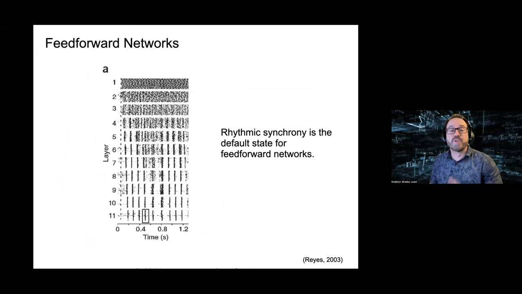I think rhythmic synchrony is the default state for feedforward networks. Again, you can think about any model you take here, Hodgkin-Huxley, or a simpler one, integrate and fire. This is going to happen if you have a feedforward network, almost guaranteed, unless you do something special. But again, it's not something you see in the cortex.